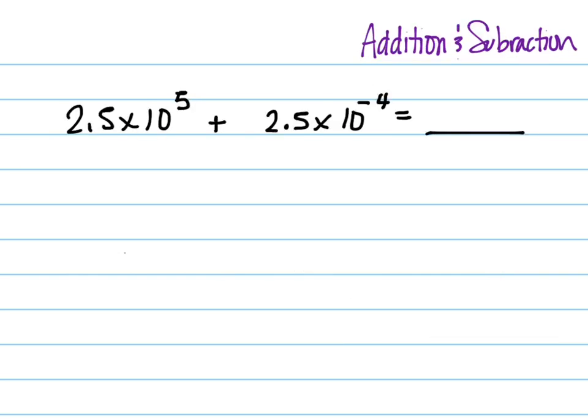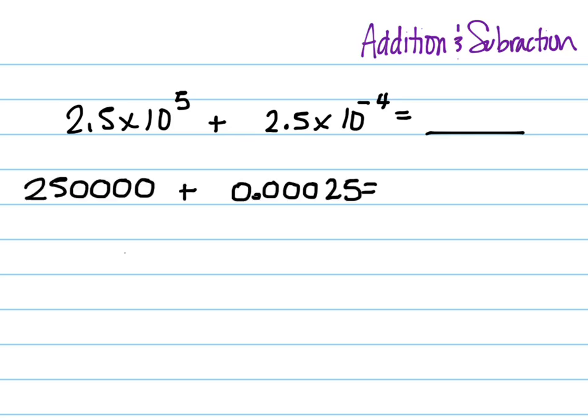Had you noticed that the two addition problems that I've done have featured numbers that were only 1 power of 10 off of one another? Meaning that their place values were only off by 1. What if I have something like this? 2.5 times 10 to the 5th plus 2.5 times 10 to the negative 4th.